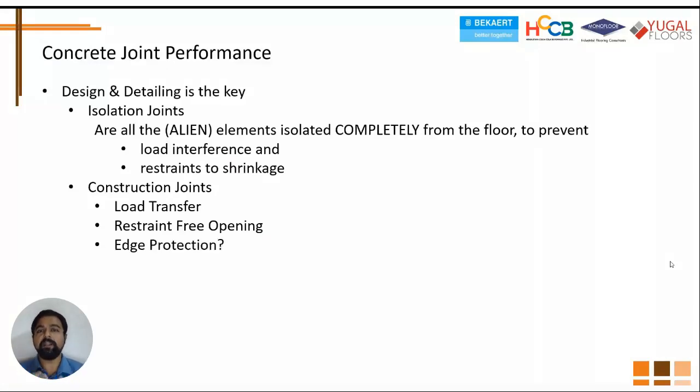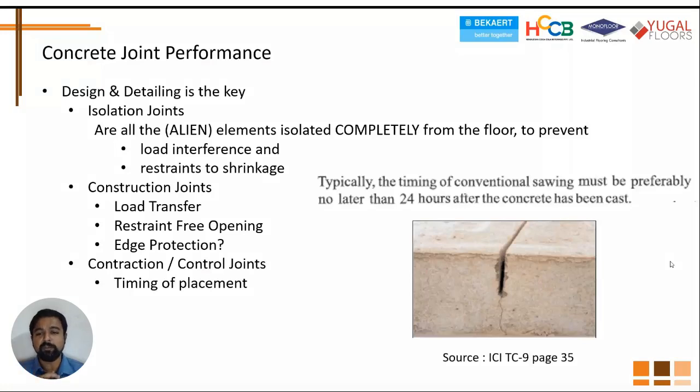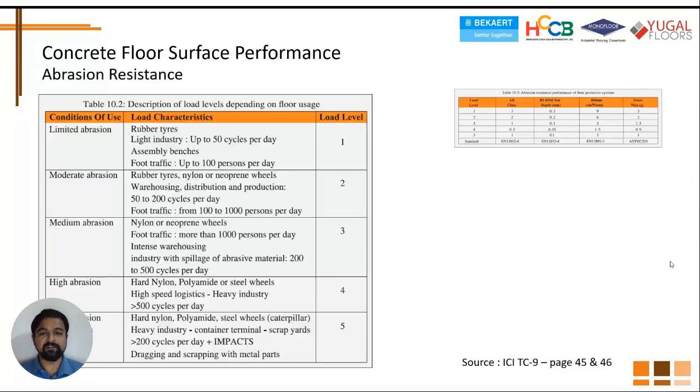If you go back and look at any of your floors, the old floors in particular, one element that has started to fail is, of course, the joints, the edges of the joints. If you want to protect these edges, there are ways to do it. Examples are armored joints. When it comes to control or contraction joints, Navneet was talking about this in detail. This is a screenshot of a picture from the ICITC 9. The depth and the timing of the contraction joint have to be ensured so that the performance of these joints is good.